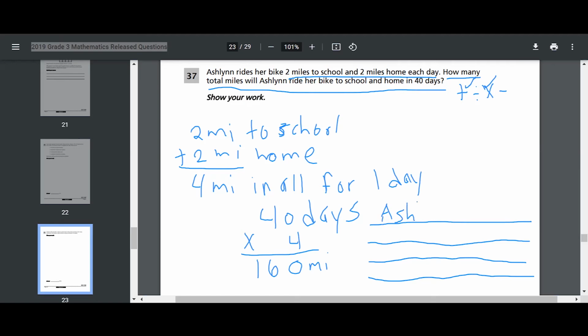Ashlyn rides her bike for a total miles of 160 in 40 days.